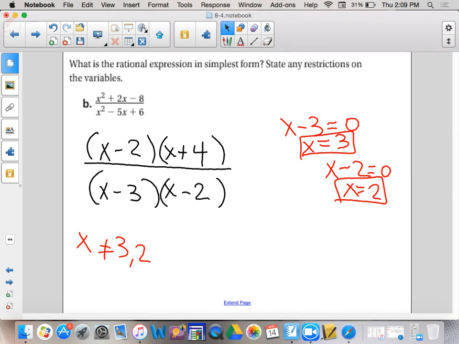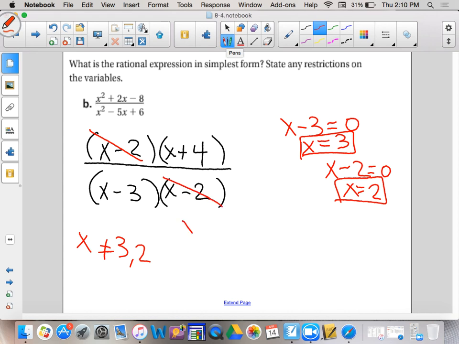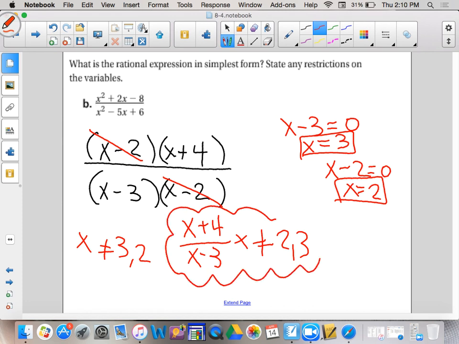Okay, so now let's actually solve the problem. What cancels out? x minus 2 and x minus 2, so what am I left with? x plus 4 over x minus 2. And we determined that our restrictions were 3 and 2. So that would be my answer. If you know how to factor, this is super easy. If you don't, you're going to struggle.